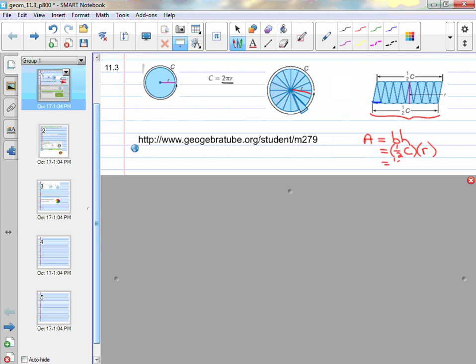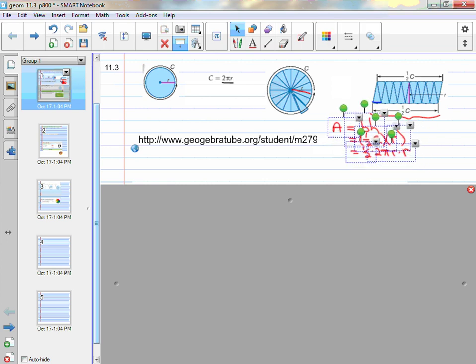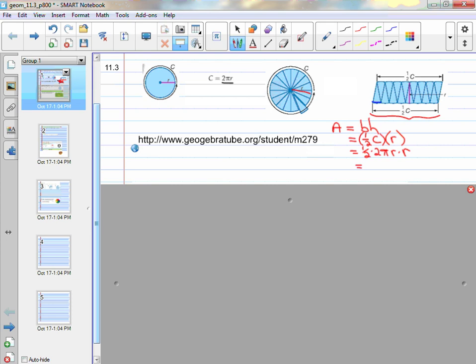Now I'm going to say 1/2 circumference is 2 pi r, right? 1/2 times 2 times pi times r times r. All I've done is replace that circumference with 2 pi r. Now I didn't leave myself quite enough room, so we'll make some more room. If we take half of 2, what do we get? 1. And if I take r times r, what do I get? r squared. You ever seen area equals pi r squared before?